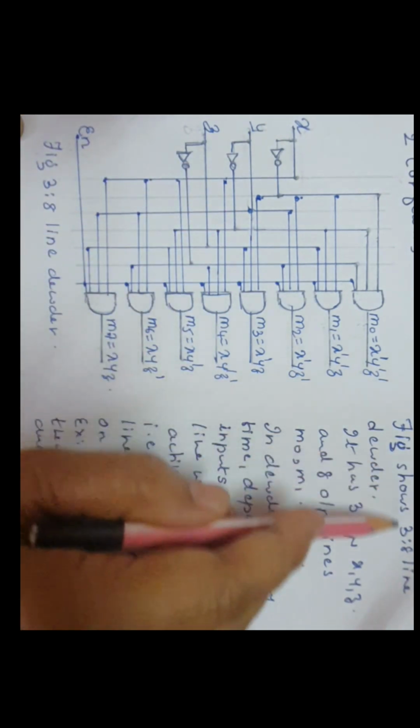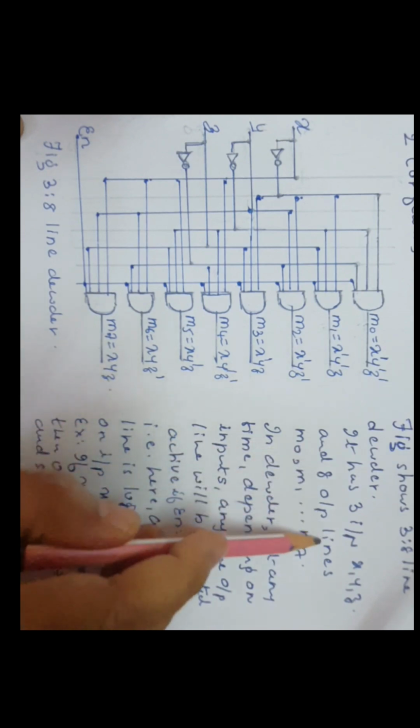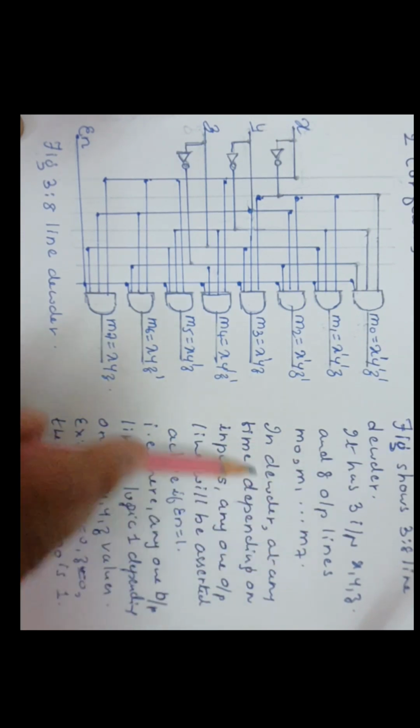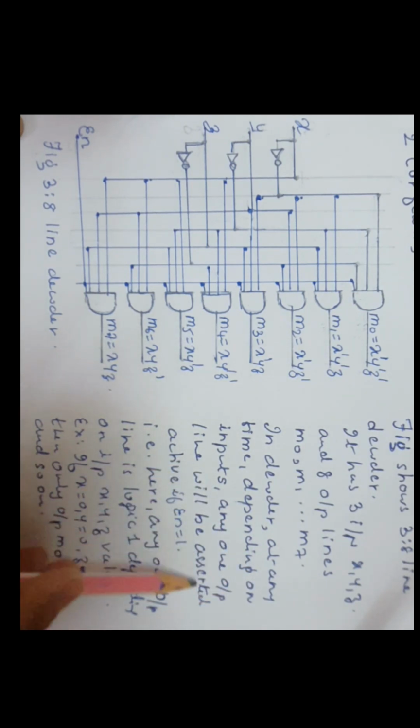So the figure shows a 3:8 line decoder. It has 3 inputs X, Y, Z and 8 output lines M0 to M7. In a decoder, at any time, depending on the inputs, any one output line will be asserted active if EN, the enable input, is 1. Here any one output line is logic 1 depending on the input combinations, that is the X, Y, Z values. If X equal to 0, Y equal to 0, Z equal to 0, then only output M0 is 1 and so on.